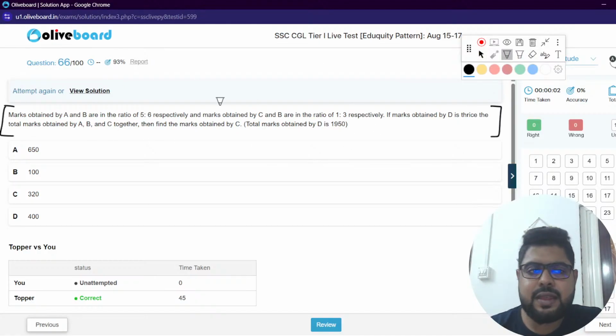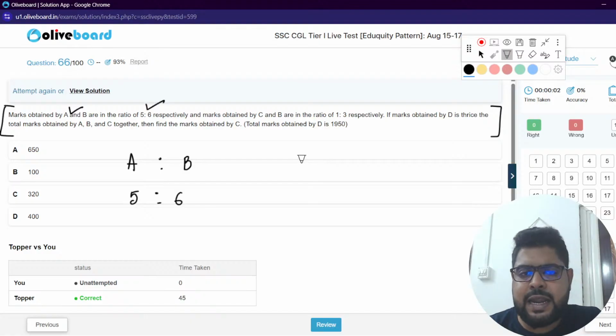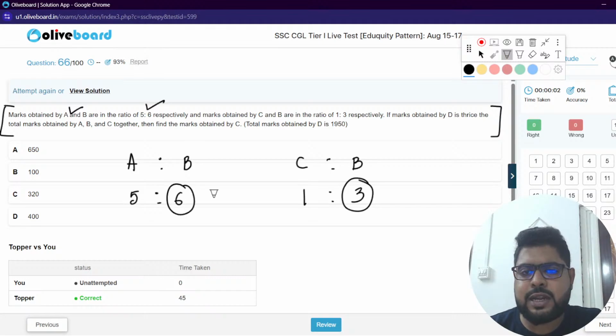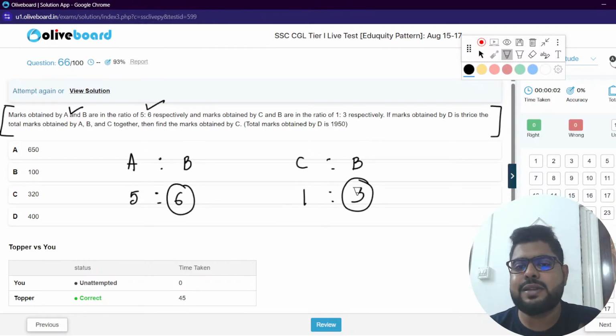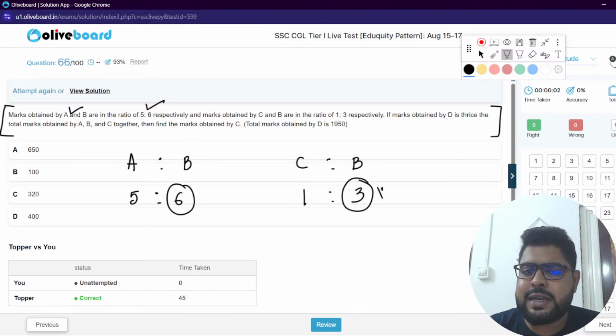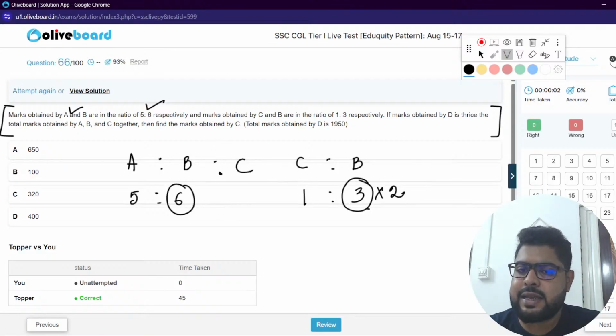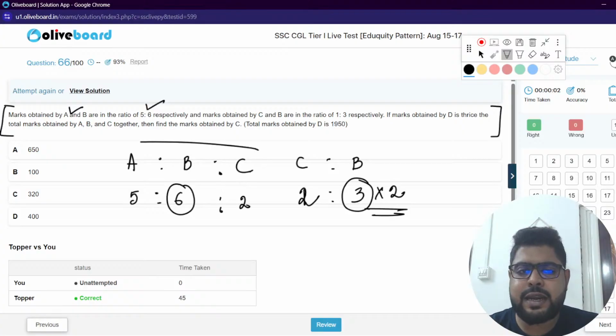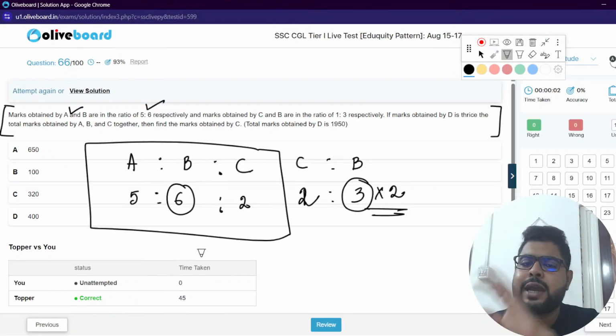Next one, sir. Marks obtained by A and B are in the ratio 5:6. C and B are in the ratio 1:3. So that means B is common in both. Sir, it's very simple. Multiply this by 2, so this becomes 6, this becomes 6, and this becomes 2. We can write this directly, no need to write anything.